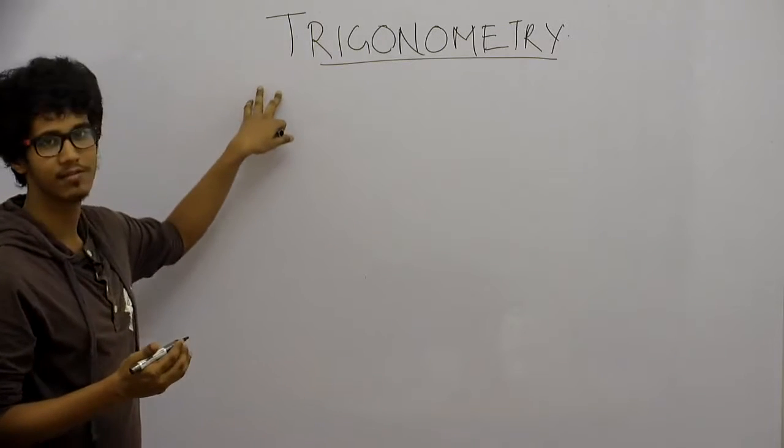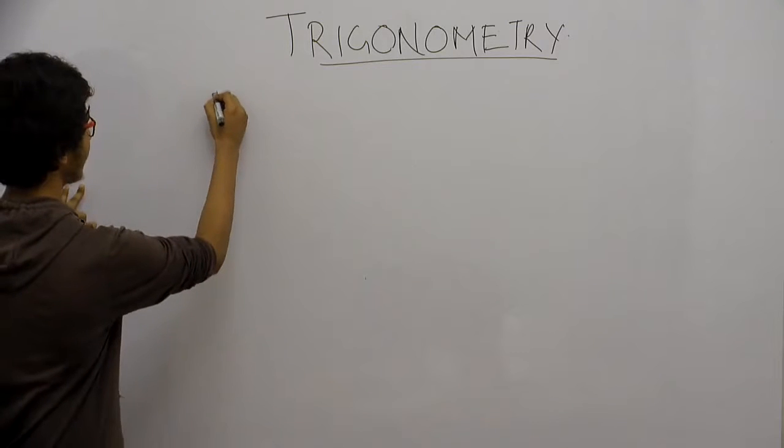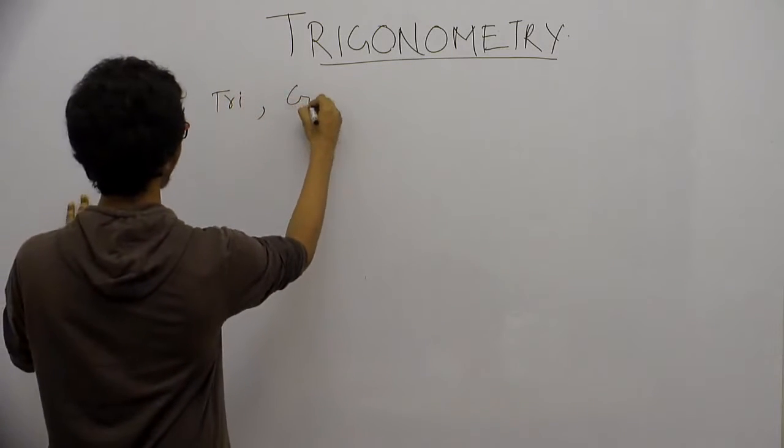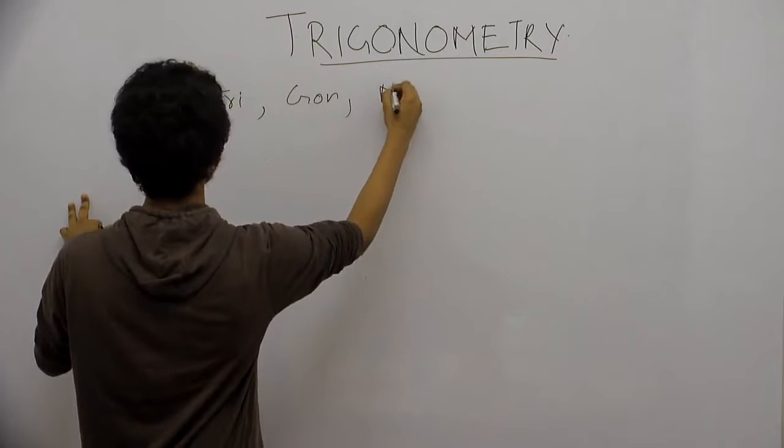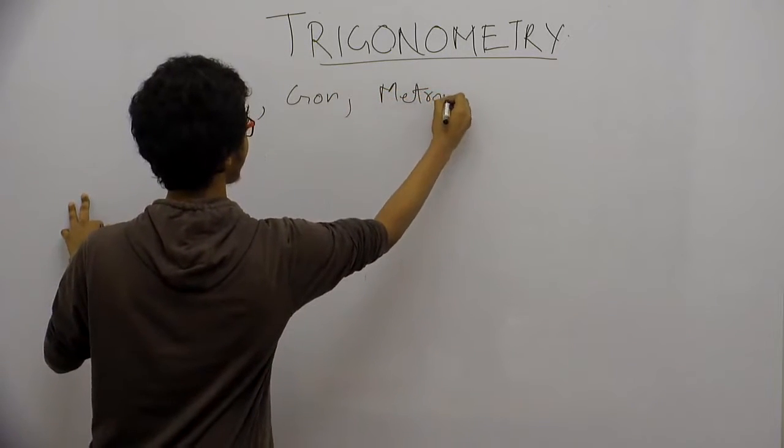It comes from three words in Greek: tri, gon and metron. Tri means three.